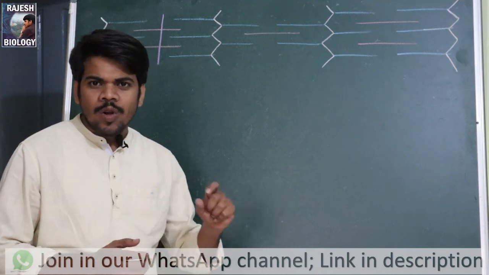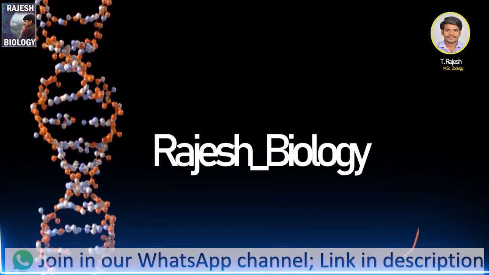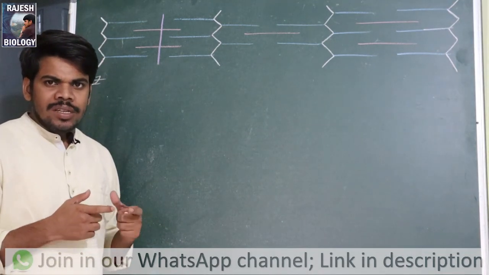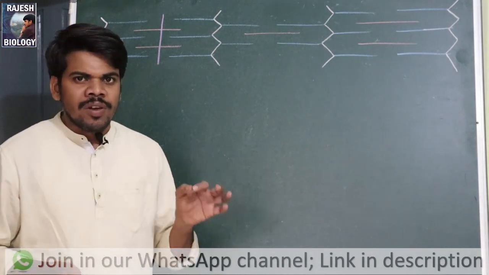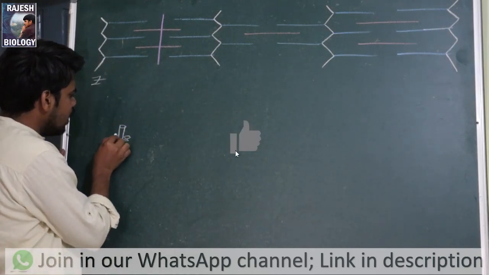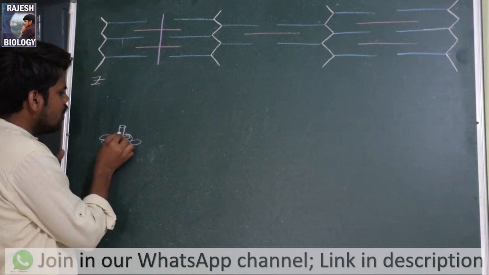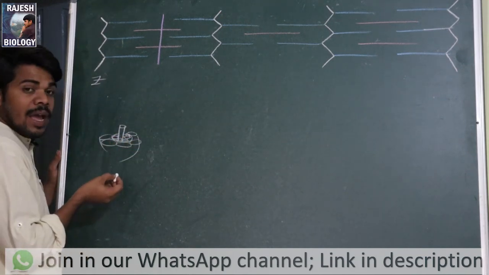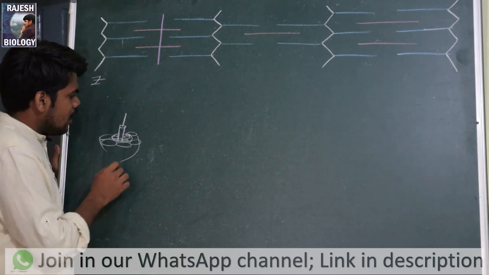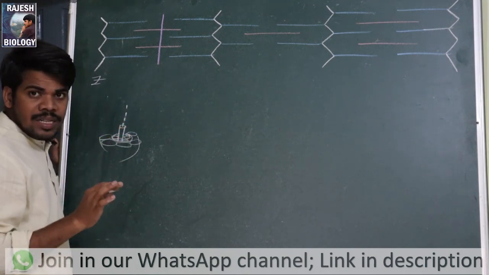Today our topic is sarcomere structure. Previously we completed muscle structure, and in that we discussed that muscle fibers are the structural units of the muscle. Muscle fibers together form a bundle called a fascicle. Many fascicles together form one muscle. This is what we discussed. The muscle fiber also has myofibrils, or myofilaments, which have alternating light and dark bands. This is what we completed.